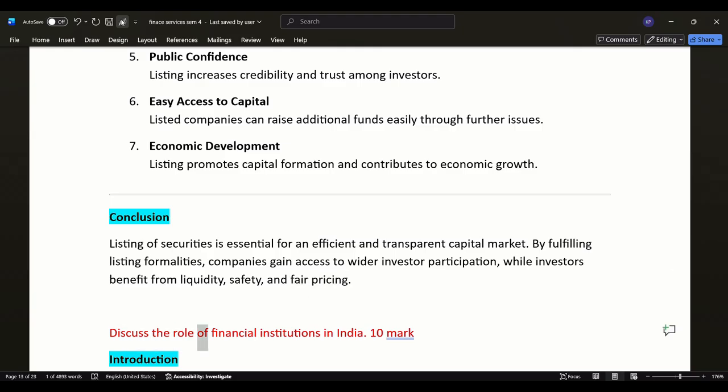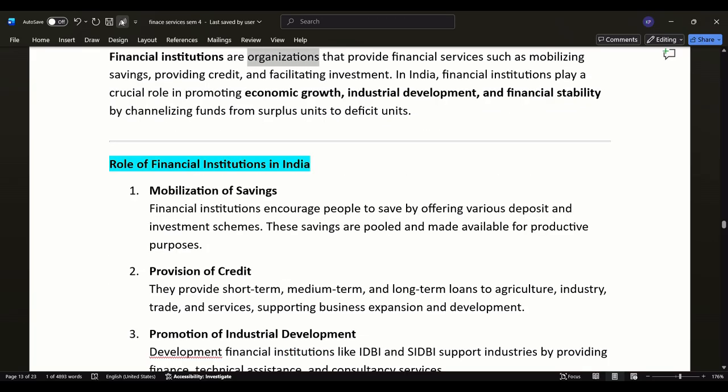Discuss the role of financial institutions in India. 10 mark. Introduction. Financial institutions are organizations that provide financial services such as mobilizing savings, providing credit, and facilitating investment. In India, financial institutions play a crucial role in promoting economic growth, industrial development, and financial stability by channelizing funds from surplus units to deficit units.